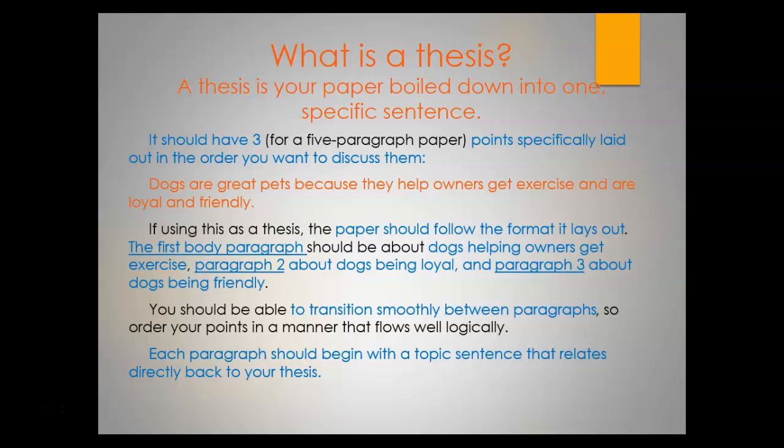You see that each paragraph is divided according to the topics that you're discussing in your thesis statement. You should be able to transition smoothly between paragraphs, meaning that, especially in the first paragraph, you want to be able to connect it to the thesis statement. And then you provide evidence for what you're claiming. If you're claiming that dogs, in this case, help owners get exercise, well, how are you going to prove that point?